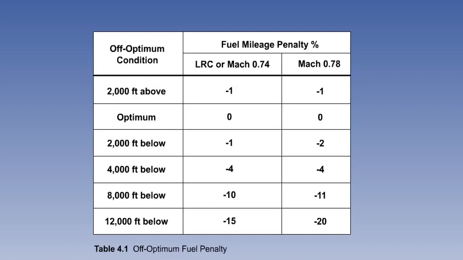If it is not possible to cruise at the optimum altitude found in figure 4.1, then a penalty is incurred in terms of fuel consumption and range. For example, if the aircraft were cleared to fly at 4,000 feet below its optimum altitude, the fuel consumption in any cruise mode would increase by 4% and the range decrease by 4%.